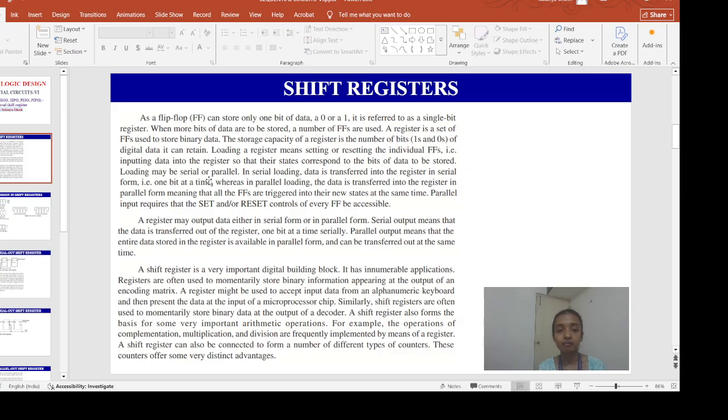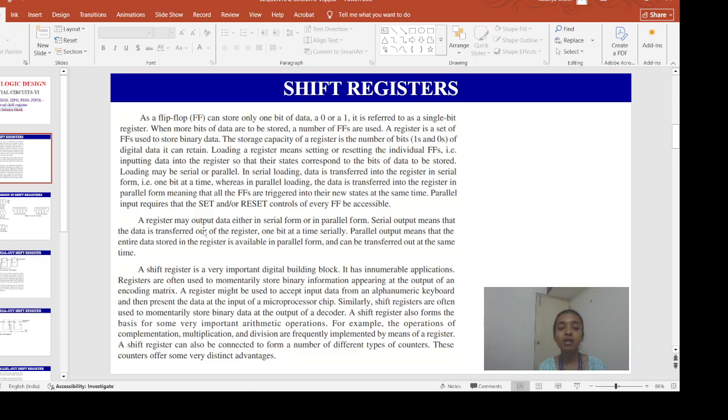In serial data loading, data is transmitted into the register in serial form, that is, one bit at a time. Whereas in parallel loading, the data is transferred into the register in parallel form, meaning that all the flip-flops are triggered into their new states at the same time. So parallel input requires that the set or reset controls of every flip-flop be accessible.